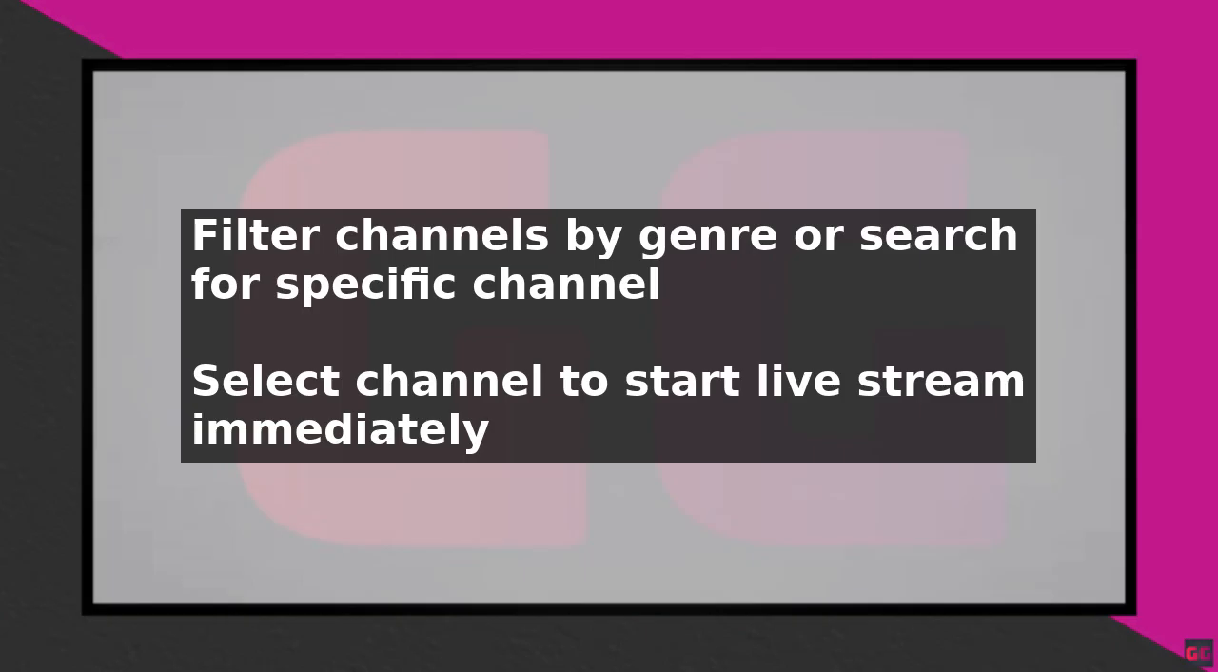To schedule a recording, select the TV option and find the show you want to record. Then, select the record option and choose the recording settings.